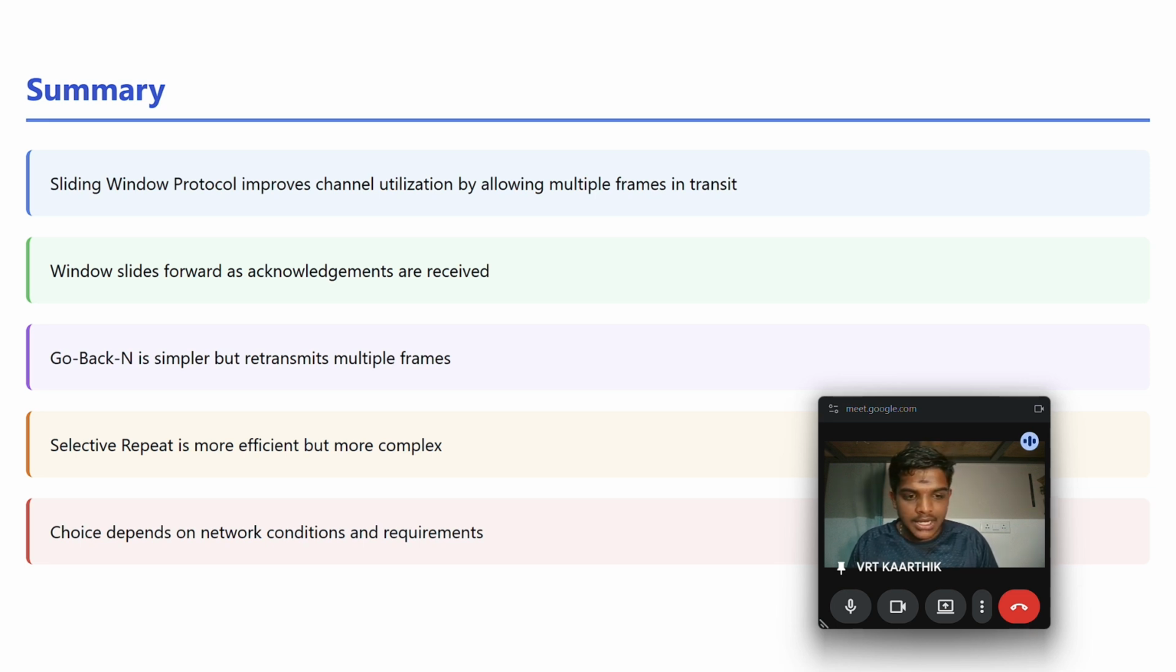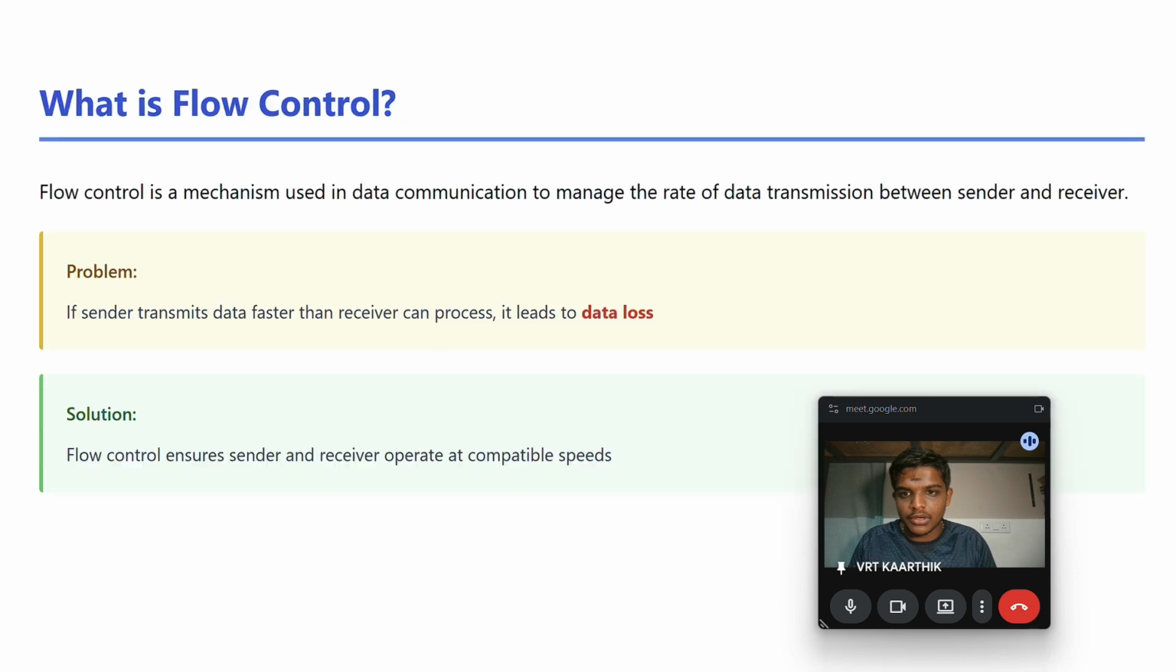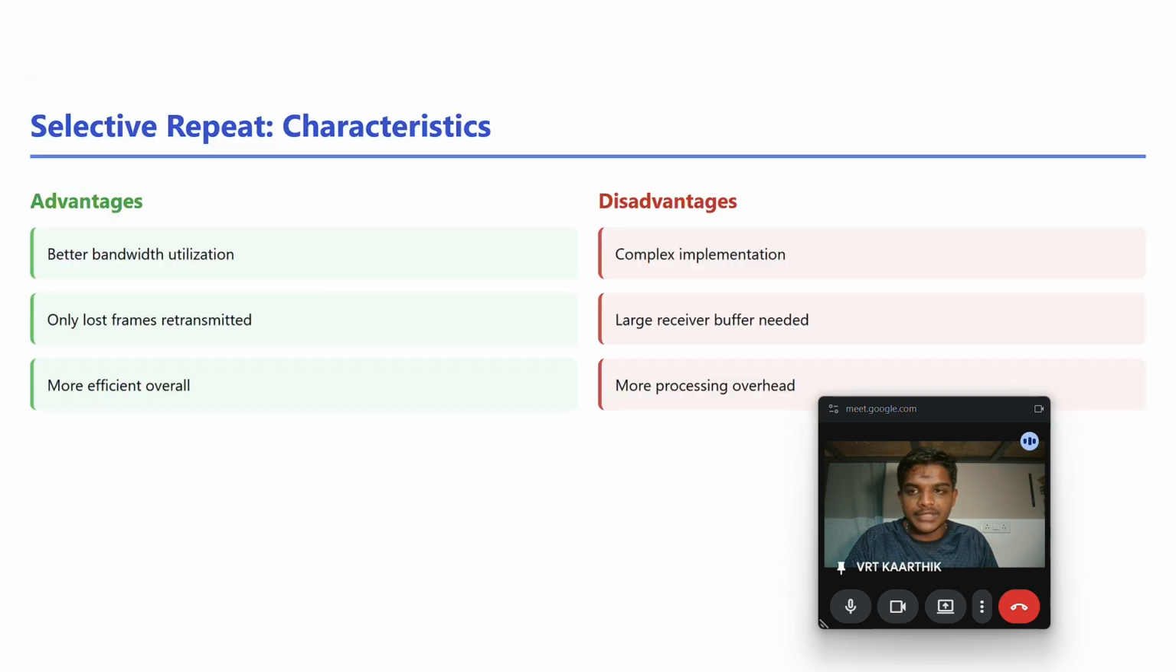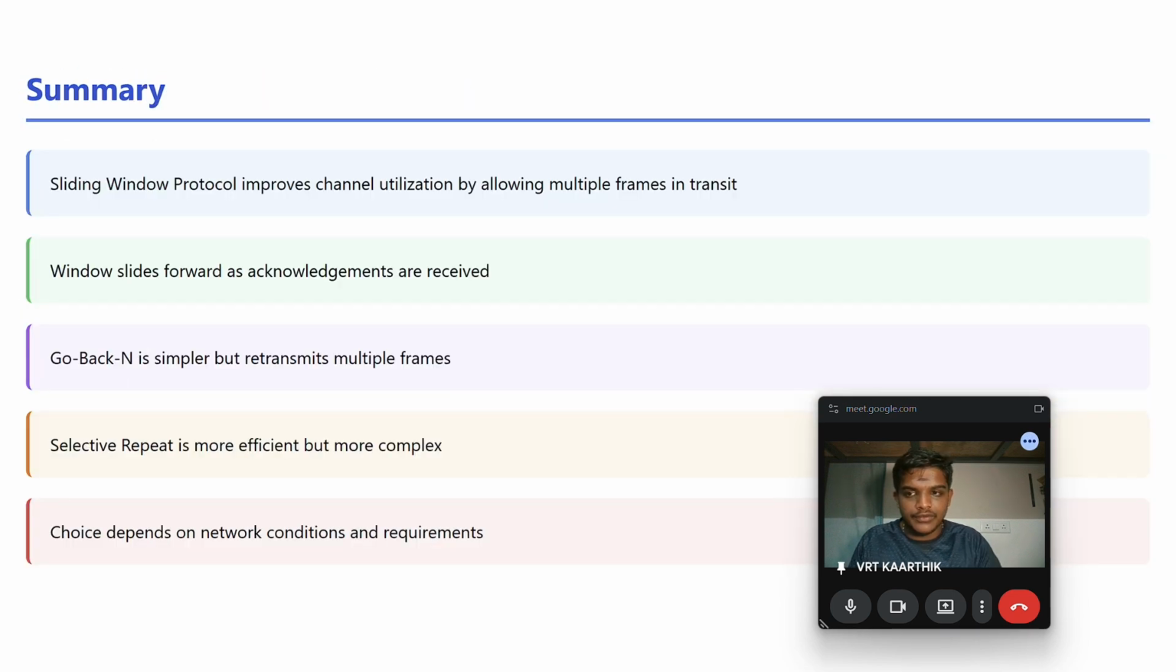We have seen the first protocol, the stop and wait protocol, where only one frame at a time is transmitted, but in sliding window protocol, multiple frames are transmitted, so that it improves the channel utilization. The window slides forward as acknowledgements are received. When the zeroth frame receives its acknowledgement, the window slides forward.